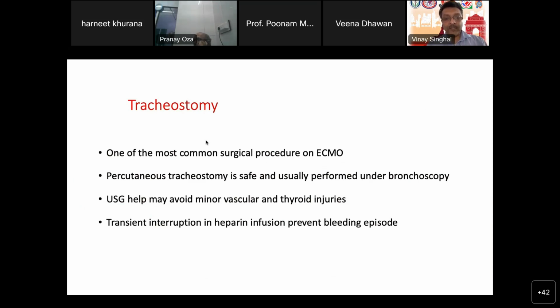Tracheostomy is one of the most common surgical procedures on ECMO. And percutaneous tracheostomy is definitely safe and usually performed under bronchoscopy. Ultrasound may avoid minor vascular and thyroid injuries. Transient interruption in heparin infusion prevents bleeding episodes. Next, please.